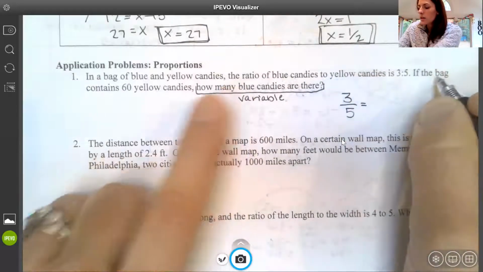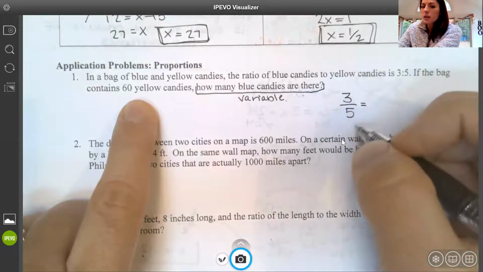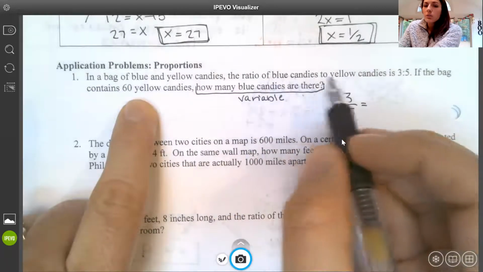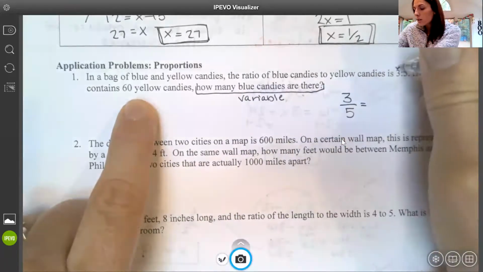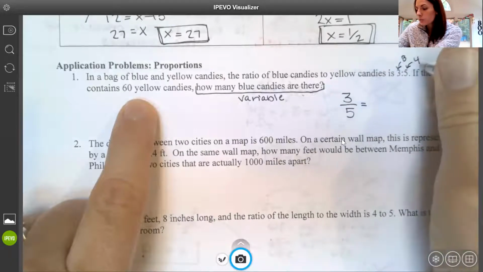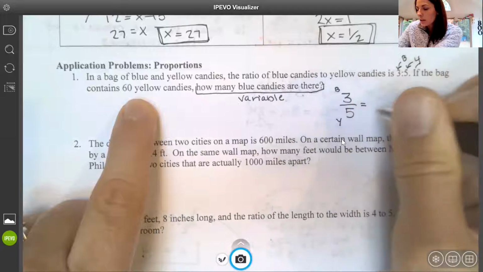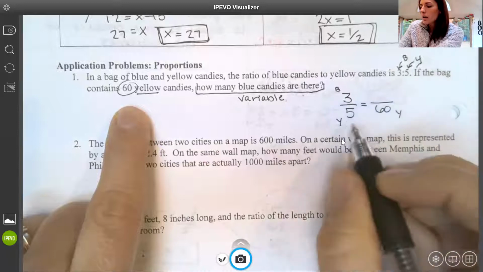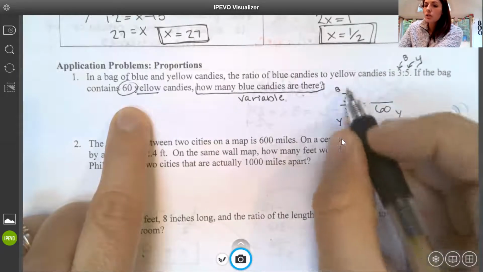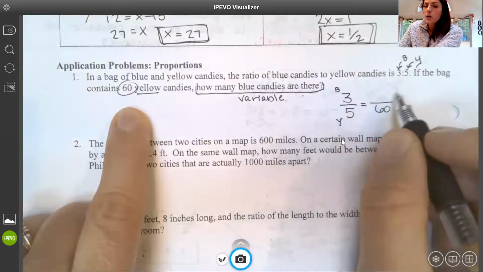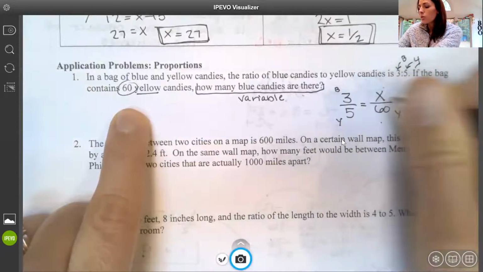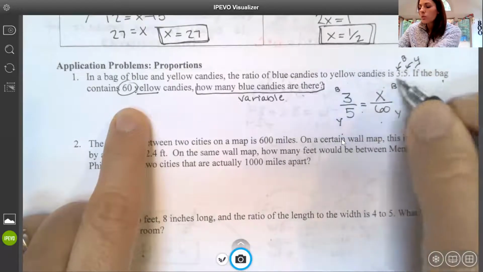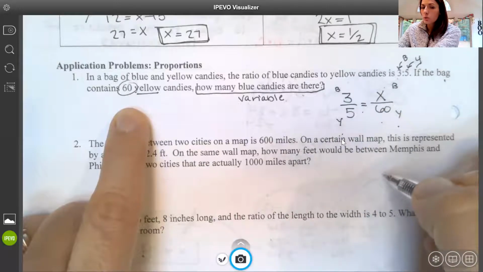And I can set up a proportion because I know that the ratio is 3 to 5. And even if I have 60 candies in the bag, it's going to be this ratio from blue to yellow. So blue to yellow, 3 is blue, 5 is yellow. So when I set up my proportion, this 60 yellow should be in the denominator to match this initial ratio, 3 to 5, blue to yellow. Now what I don't know is how many blue there are in this bag. Okay, so that's blue. Blue to yellow equals blue to yellow, equal ratios gives me a proportion.